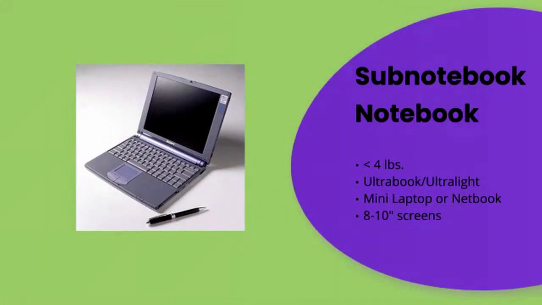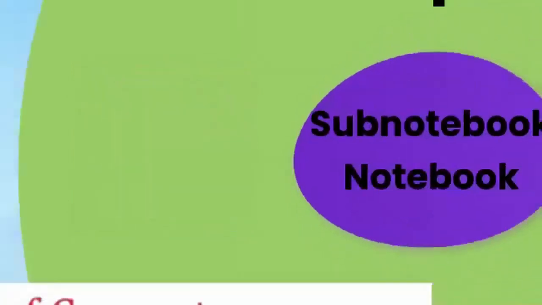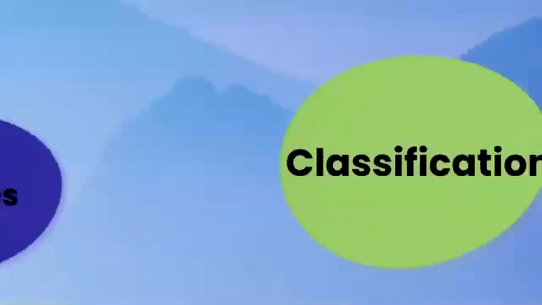These are the ones that a lot of times are found in trucks or police cars or things like that. They have very small screens, 8 to 10 inches only, as opposed to, I think now, laptop screens up to 15, 17 inches. So you can see the difference in the screen size when you're talking about this sub notebook.